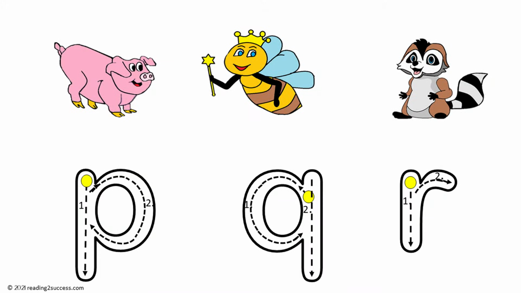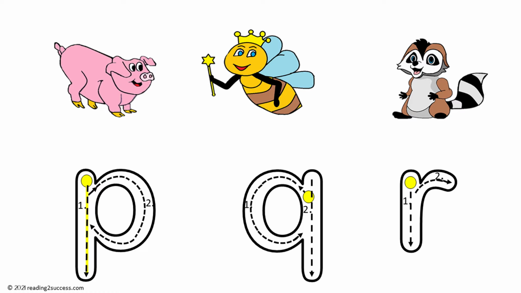Our next letter card consists of the three letters P, Q, and R. All of them are consonants. P makes a P sound heard in pig. Q makes the Qu sound heard in queen bee. And R makes a R sound heard in raccoon.